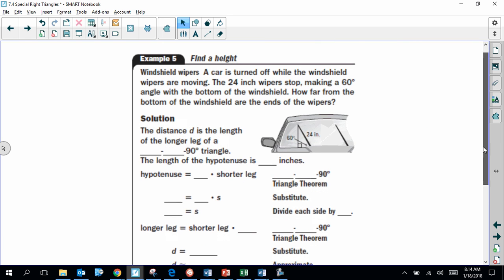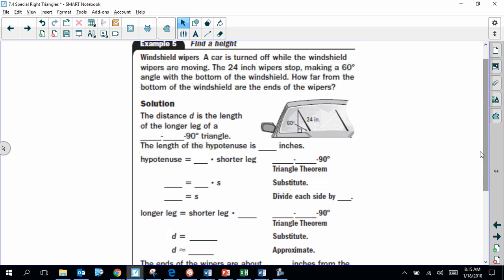So now we're going to take a look at an example of a word problem here. We have windshield wipers for a car that's turned off. So you ever stop your car when the windshield wipers are on? They don't just go back down to where they're positioned when they're not being used. They just stop wherever the car stops at.